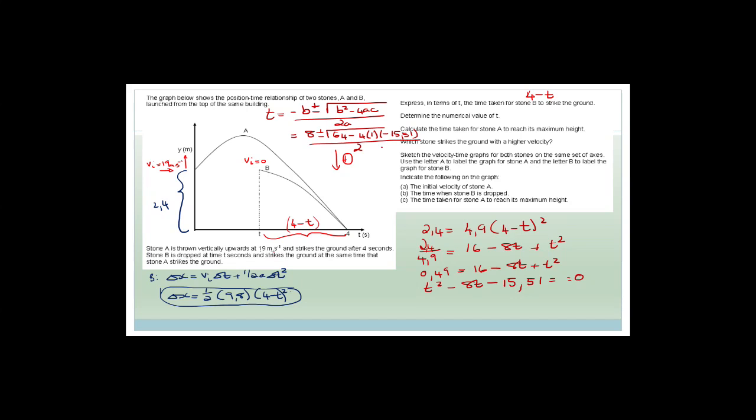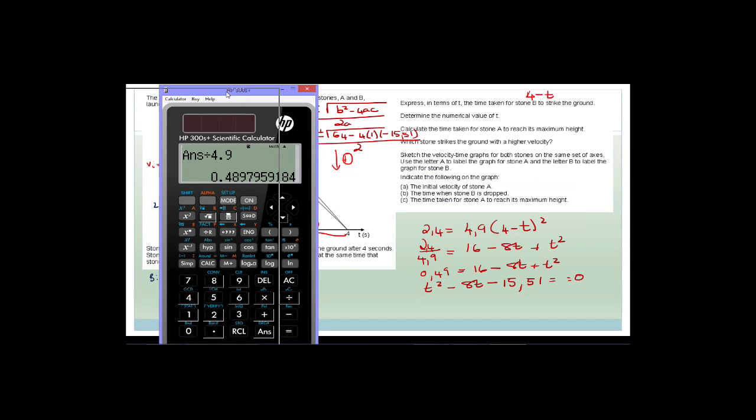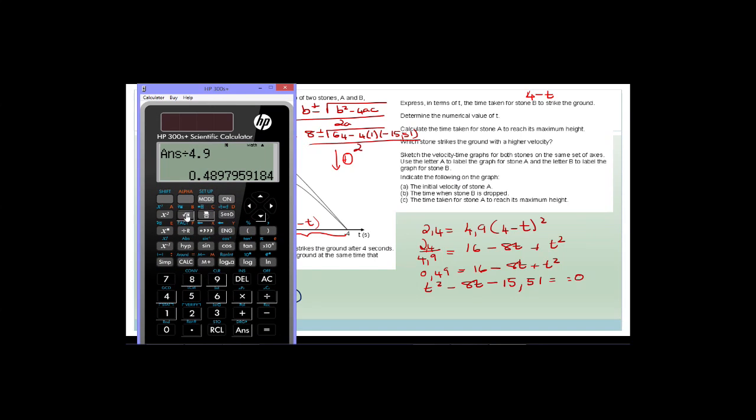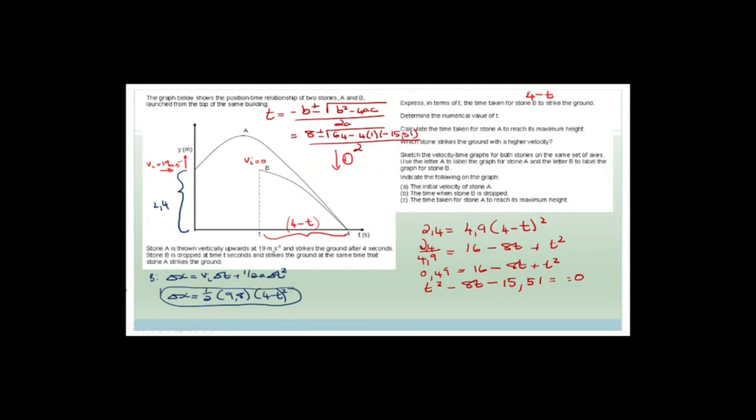Okay, so now we can pop that into our calculator and let's do the bracket first. So I mean this third first, so it's going to be 64 plus bracket 4 times 15.51, close bracket, equals 11.22, let's add 8 and divide by 2. And that's 9.61. So t is equal to 9.61. Okay, that is not possible.